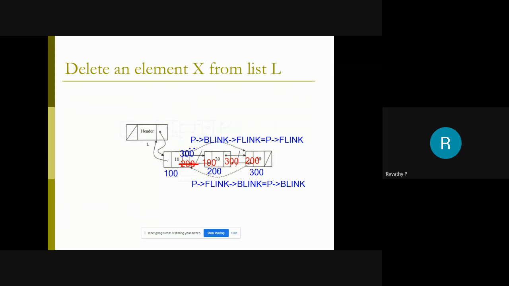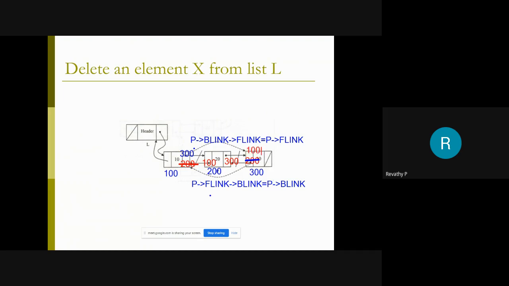So now this 300 is copied over here. The next step, what's happening? P forward link. So P forward link is 300. So in the 300 node, the backward link is this, so we are going to change it to P backward link. So what is P backward link?